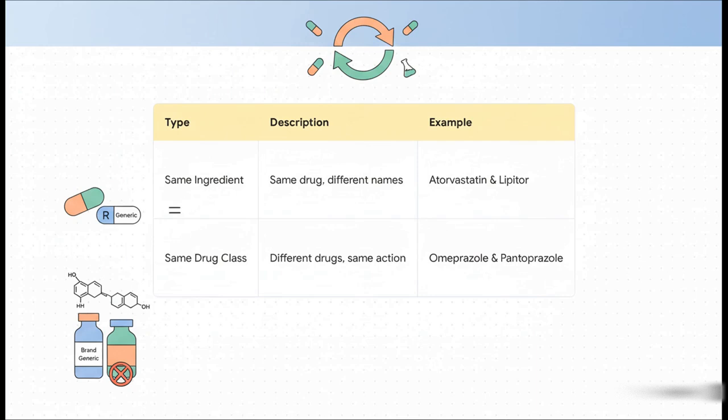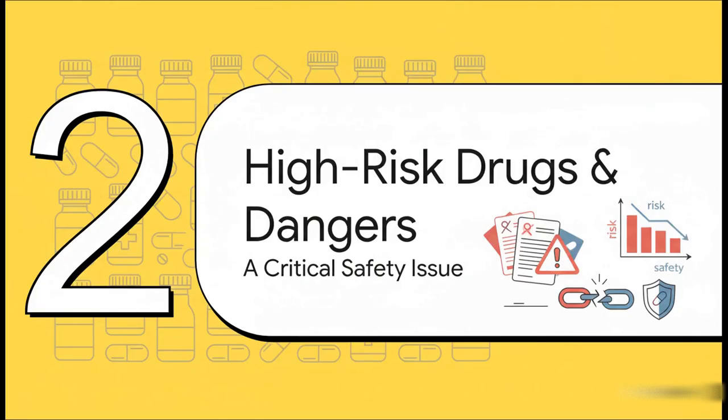So how does this actually happen? Well, it usually pops up in one of two ways. The first one is pretty classic. A patient gets prescribed both the brand and generic of the exact same drug. Think atorvastatin and Lipitor. Same thing. The second way is a little trickier. It's when they're on two different drugs, but they're from the same class and do the exact same job, like omeprazole and pantoprazole. Both are proton pump inhibitors, both reduce stomach acid. See the problem?